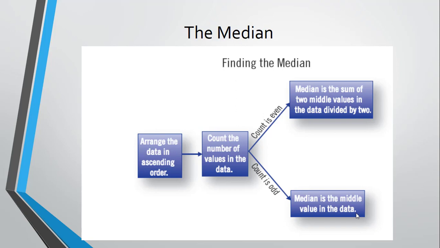Finding the median: basically, you arrange the data in ascending order from low to high, and then count the number of values in the data, right? If it's even, the median is the average of the middle two. If the count is odd, you find the middle value in the data. So that's how you find the median. Okay?